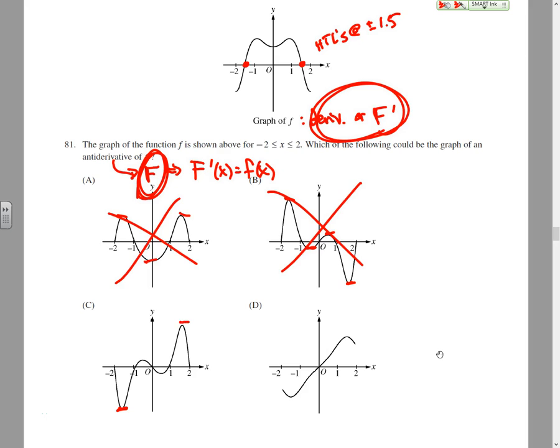HTL, HTL. I don't have two zeros. What are they doing? Look at all these HTLs they're putting in. HTL, HTL. Guys, do you see how easy they're making these because of how hard the wording is? This is the only one that has two HTLs.